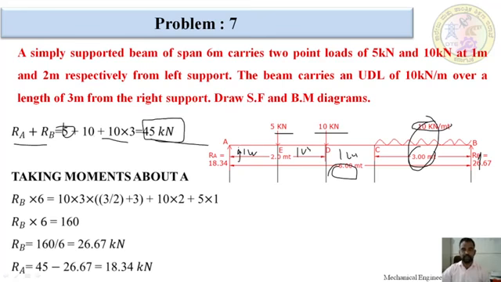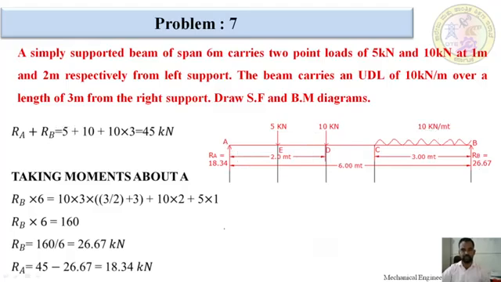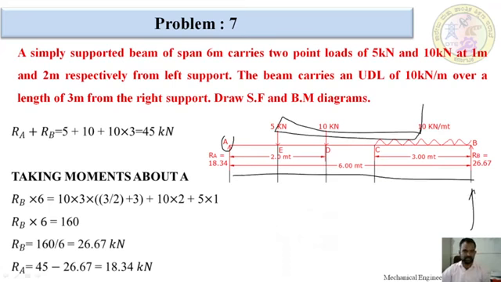Next, we will take moment at the A point. When we are taking moment at A, RA is equal to 0. For that reason, I am going to calculate from the right corner to the left corner. This is the upward force. These 3 are downward forces. Upward force into this distance, how much? RB into 6 is equal to the downward forces.